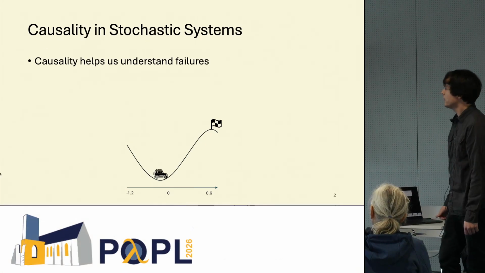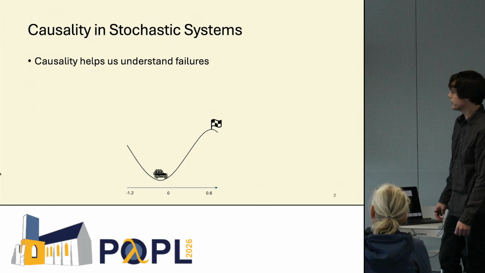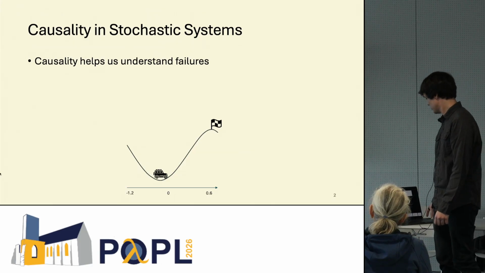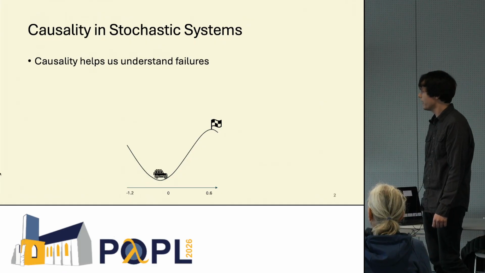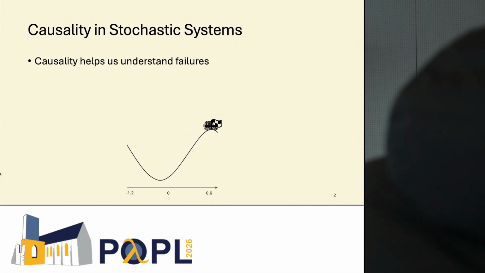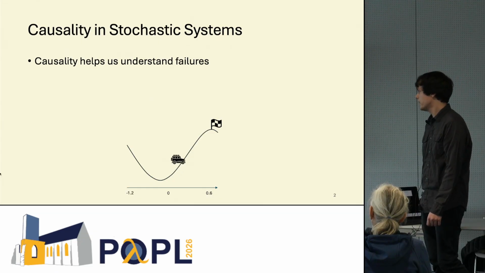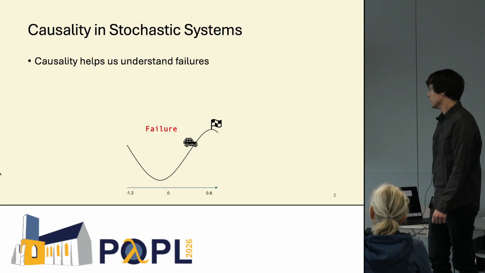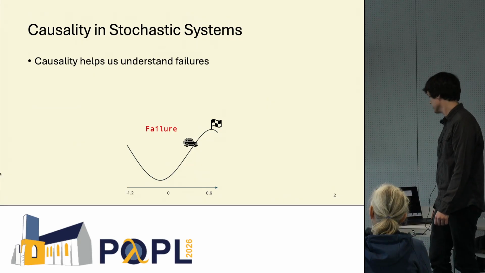So why do we care about causality? Well, in a lot of cases it can help us understand why particular cases fail. For example, one of our running examples is a mountain car that is stuck in a valley, and its goal is to reach the top of the hill on the right-hand side. And if it does so within the allotted time, that's considered a successful case. However, if it does not, then that's considered a failure. And we're interested in trying to explain what led to this failure.